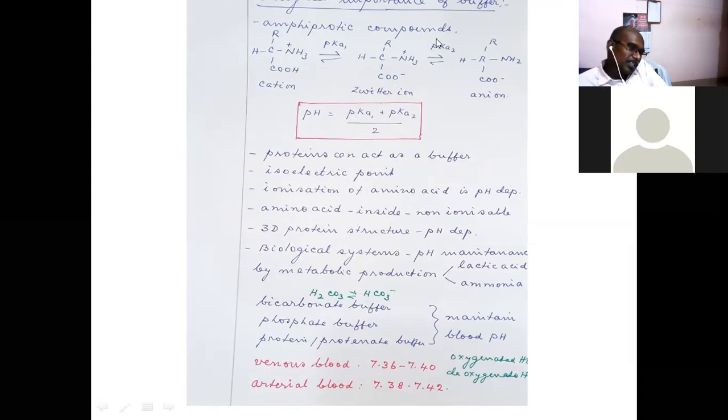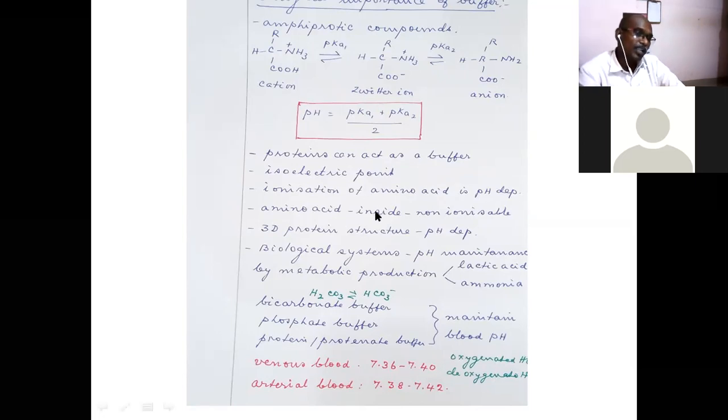Now, from this, we can understand proteins can act as buffers. And also, you should know what is isoelectric point. Isoelectric point is the pH at which the amino acid exists as a Zwitter ion. Now, ionization of amino acid is pH dependent. That is another important point. And also, consider an amino acid which is trapped inside the protein.